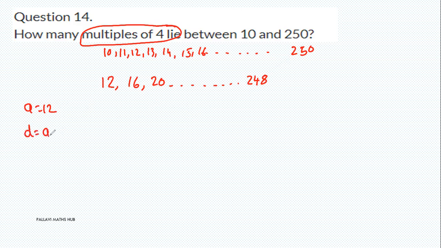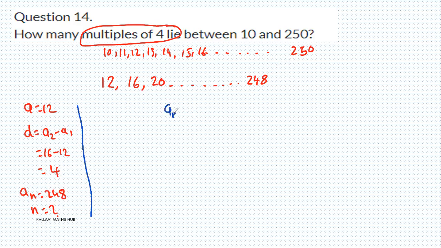Common difference, D is equal to A2 minus A1. 16 minus 12 is 4. And the last term, An, is 248. You need to find out N. This is the given information.